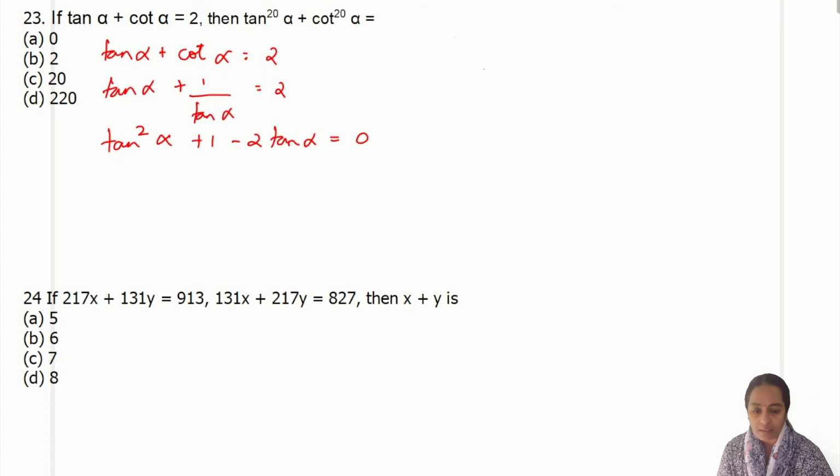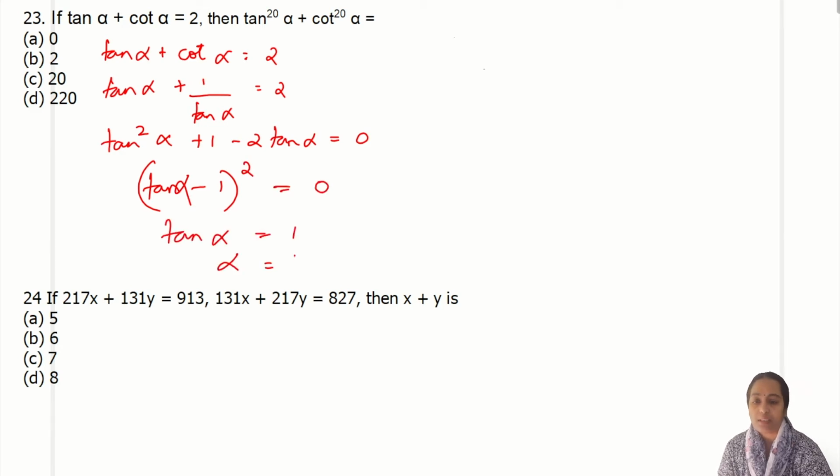Here this is representing a quadratic equation. You have tan square alpha minus 2 tan alpha plus 1, which is in the form of a square minus 2ab plus b square. So it's going to be a minus b the whole square. Tan alpha minus 1 the whole square equals 0, which means tan alpha equals 1 and alpha is 45 degrees. After getting alpha to be 45 degrees, you can find what is asked in the question.